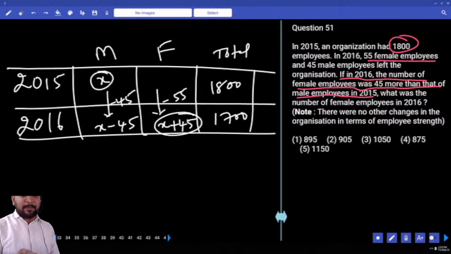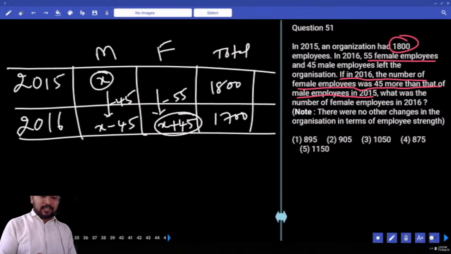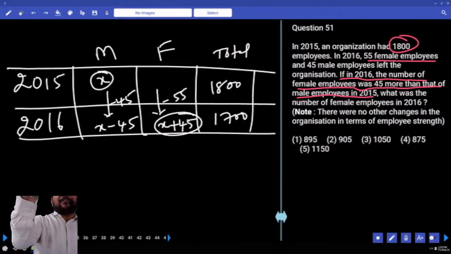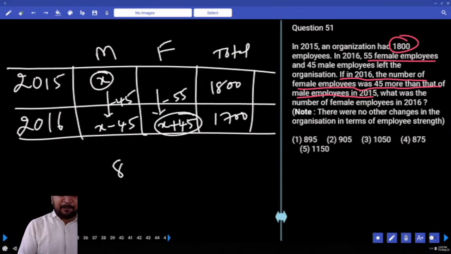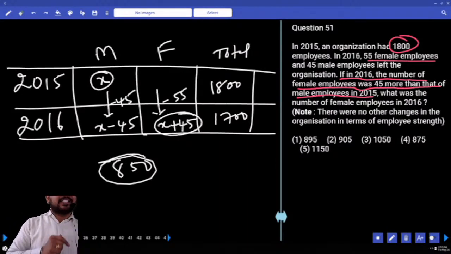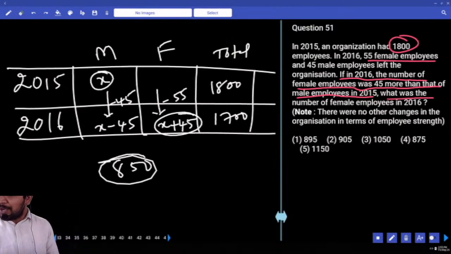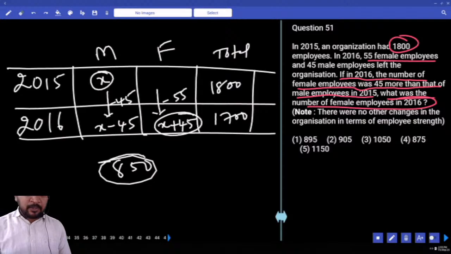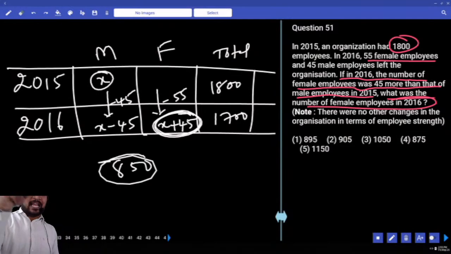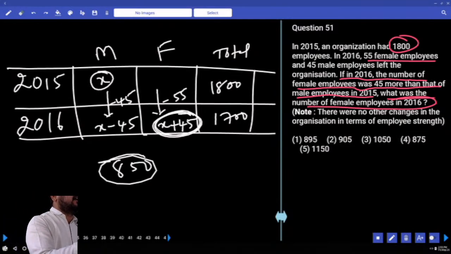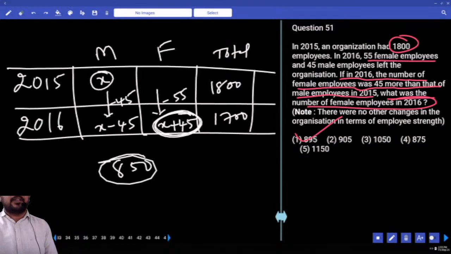Now X minus 45 plus X plus 45 is equal to 1700. Now 45 gets cancelled. X plus X is 2X. 2X is equal to 1700. X is equal to 850. But X is not your answer. The question is what was the number of female employees in 2016? Now female employees in 2016 is X plus 45. X is 850, 45 more, 895. Are you clear or not?